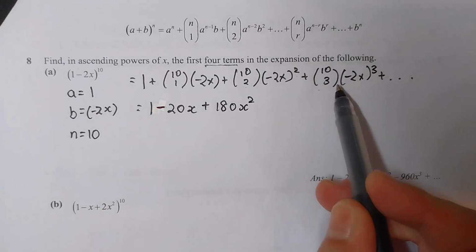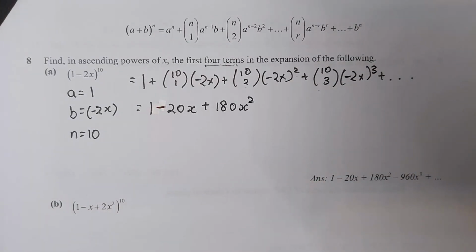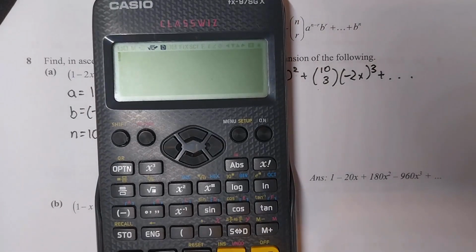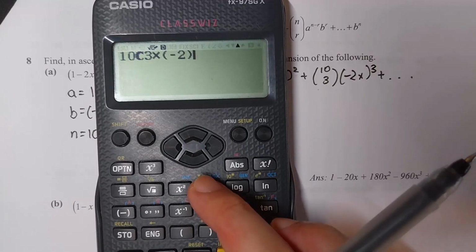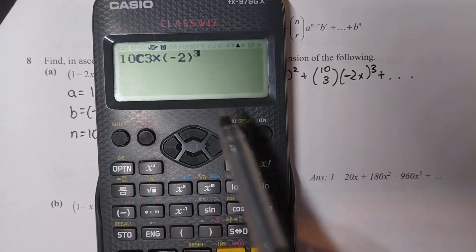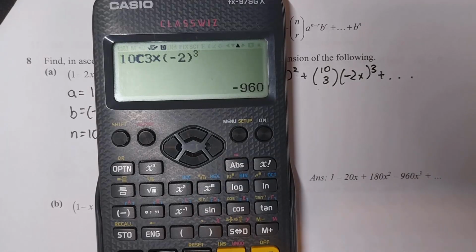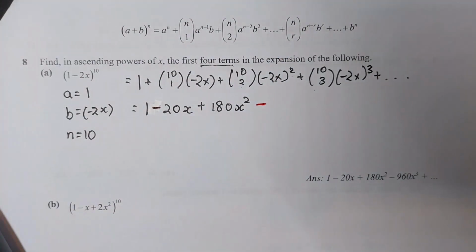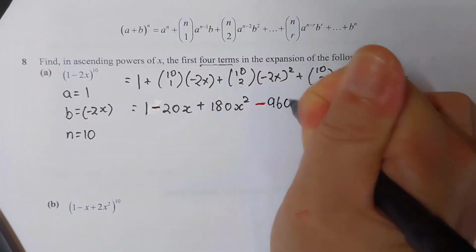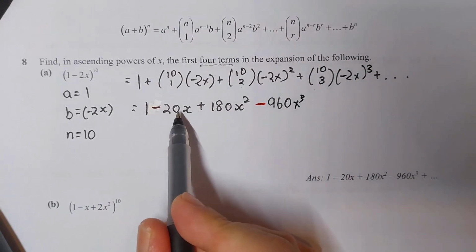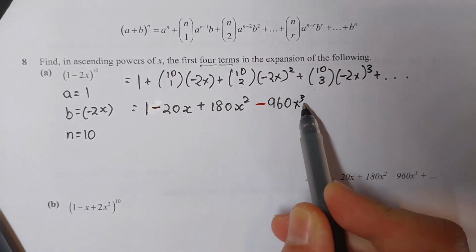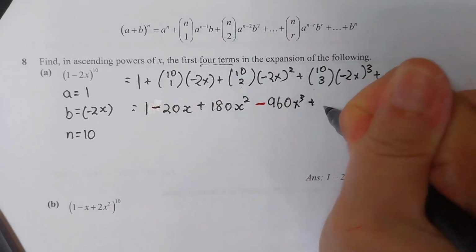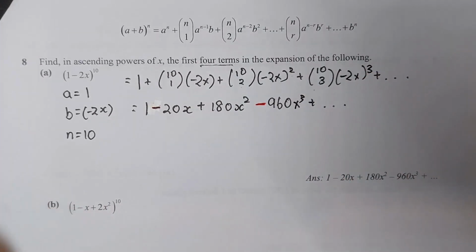And here, in case you forget, we will press 10 choose 3, multiply by negative 2 cube. Please remember to put the brackets. And we will have minus 960 x cubed. Make sure the powers are in increasing order, plus dots, dots, dots.